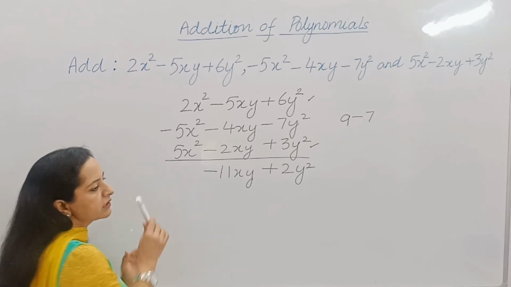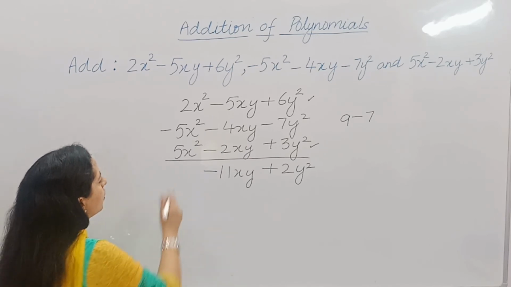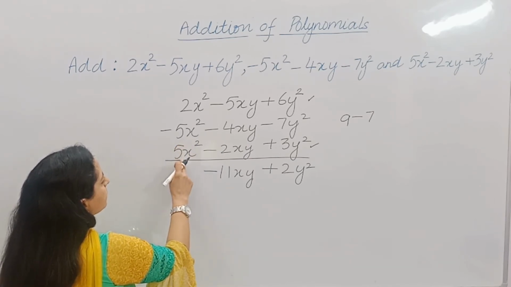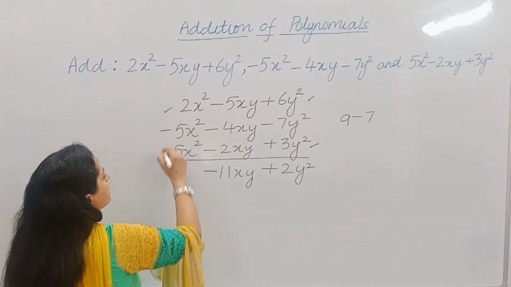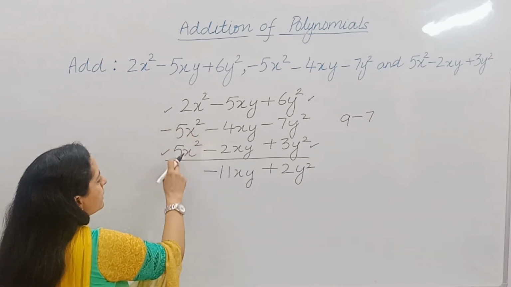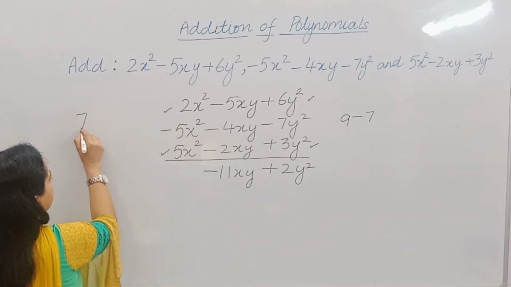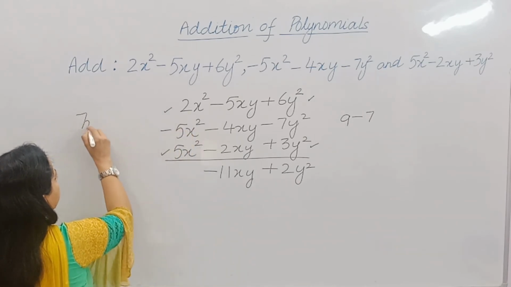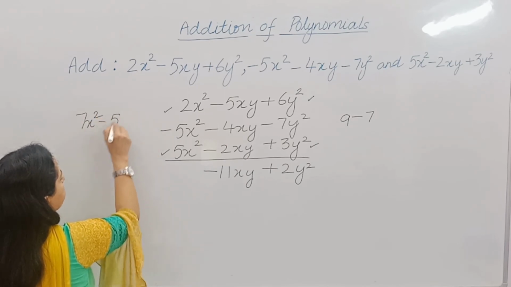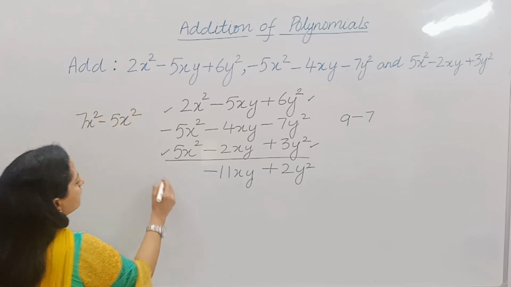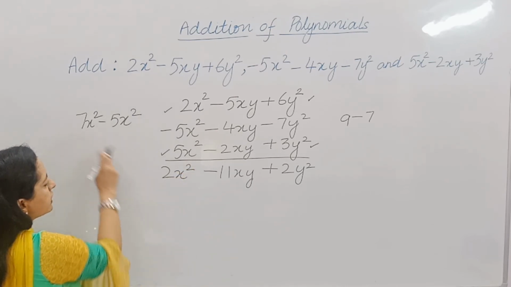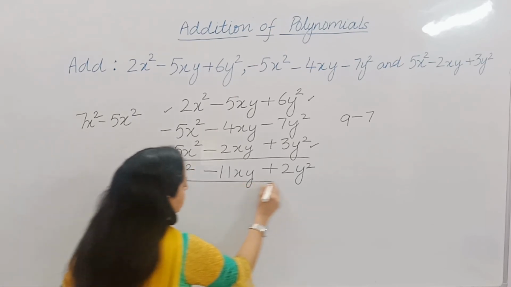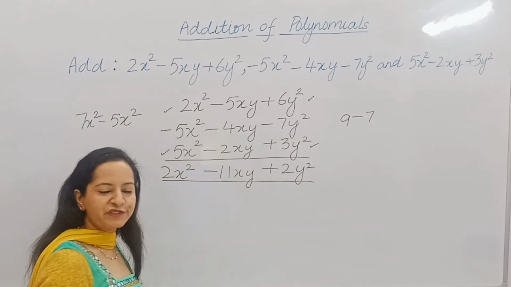Now in this case, the term with literal coefficient x square, one is negative, one is positive. We can cancel it. Or the other way around, let us add first the positive terms. 2 plus 5, we have got 7. Minus 7x square minus 5x square. And 7 minus 5 is 2x square. Sign of the greater number, 7 being greater, the sign will be positive. And this is the answer.